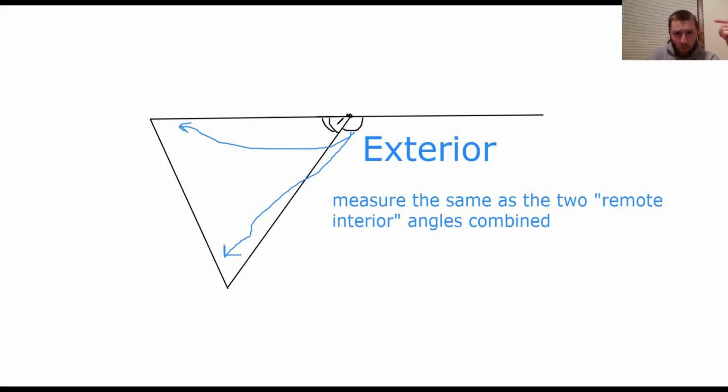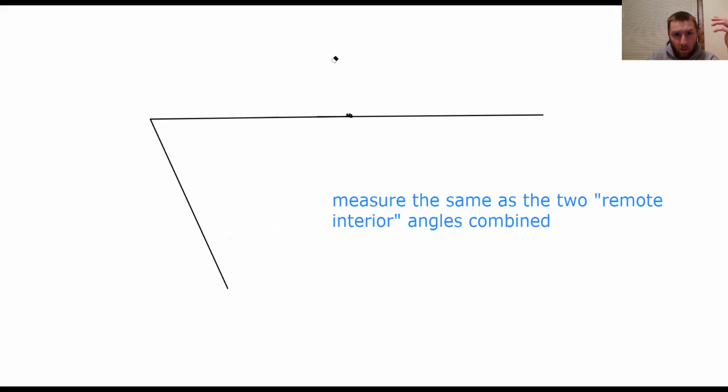So if I were to erase some of this stuff and label some of these angles with measurements, let's say I label this angle over here as 62 degrees. And let's say this one down here is 54 degrees.